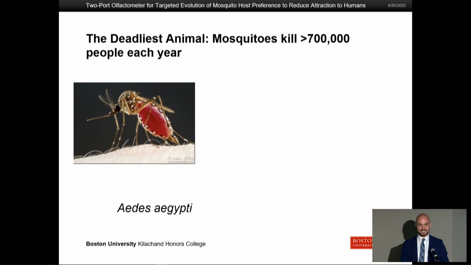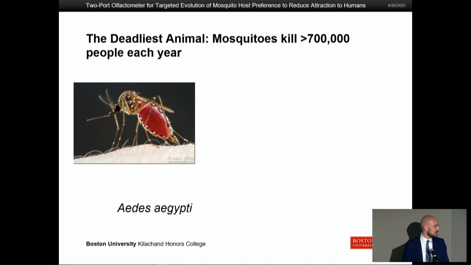So, most of you in this room probably have been bit by a mosquito before. It's kind of annoying. You might itch for a day or two. But by the looks of it, you're all still kicking. Many people are much more unfortunate. Mosquitoes are actually the deadliest animal on Earth. And that's because of mosquito-borne diseases like malaria, Zika, dengue, and they end up killing over 700,000 people every year, which is an insane number.